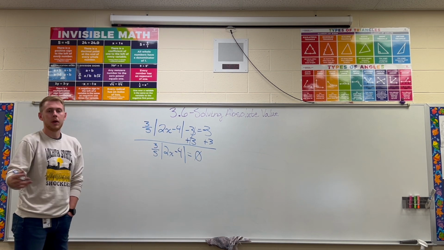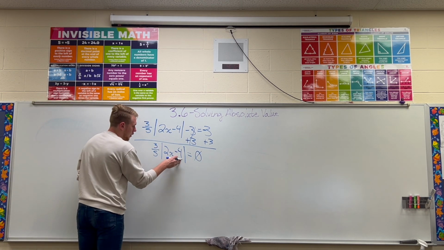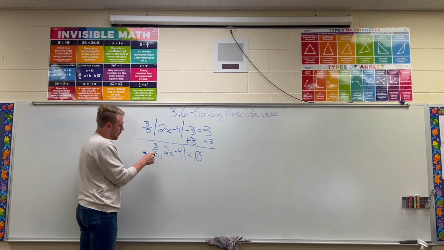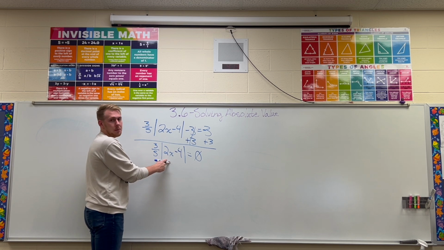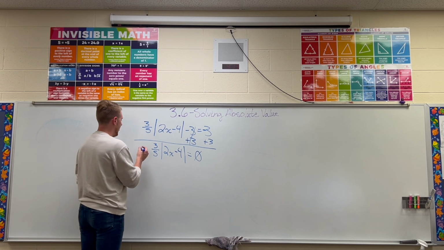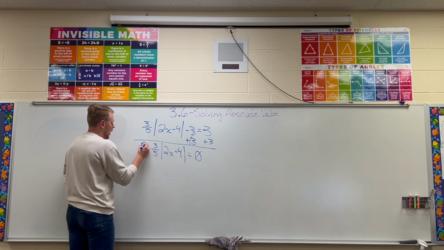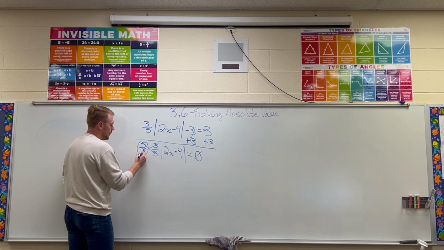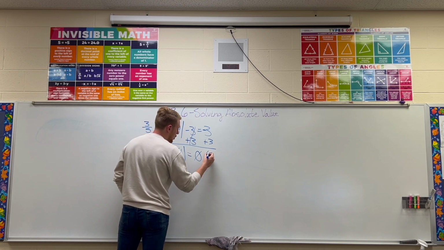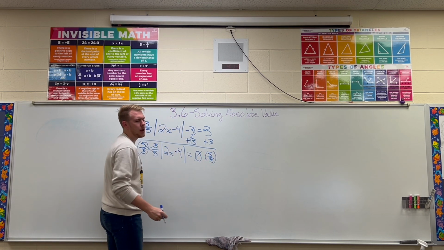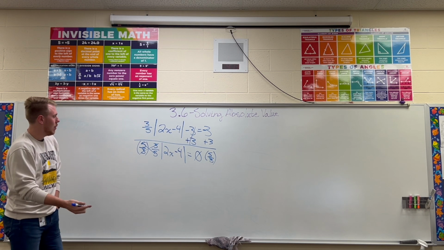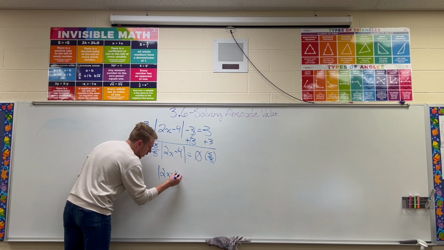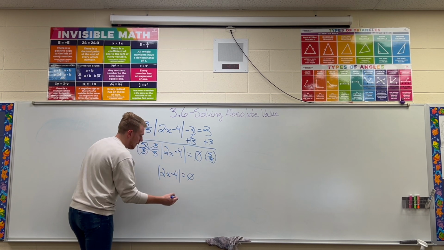Okay. So, now I need to get my grouping symbol by itself. So, how do I get rid of a fraction being multiplied? I multiply by the reciprocal. The reciprocal of 3/5 is 5/3. This cancels out. I come over here, multiply 0 by 5/3. Guess what 0 times 5/3 is? 0. So my new equation, absolute value 2x minus 4 equals 0.